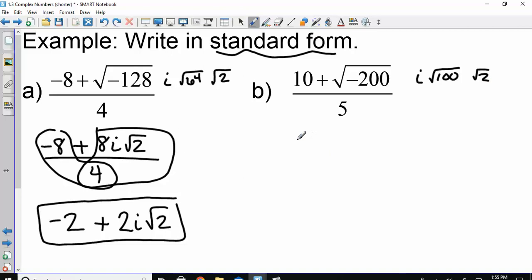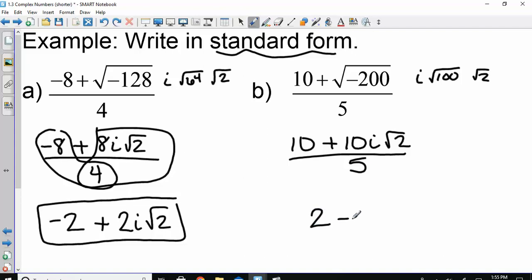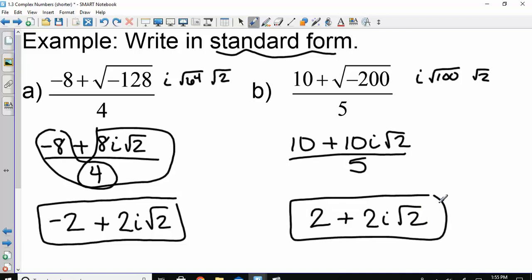So B, how would I break apart the negative 200? 100 and 2. Square root of 100 is 10. So reduce, 10 over 5 is 2, plus 10i radical 2 over 5. Almost the same answer.